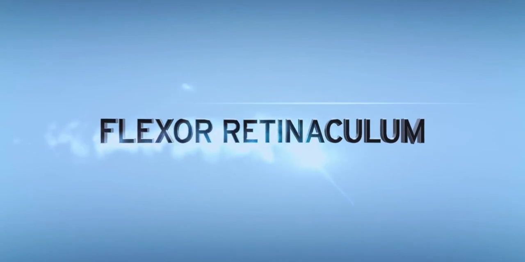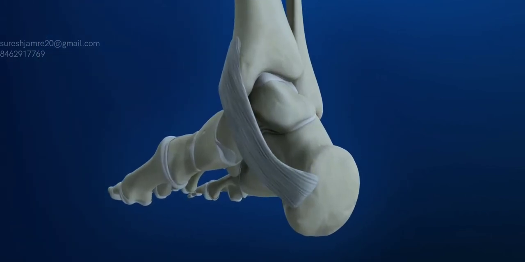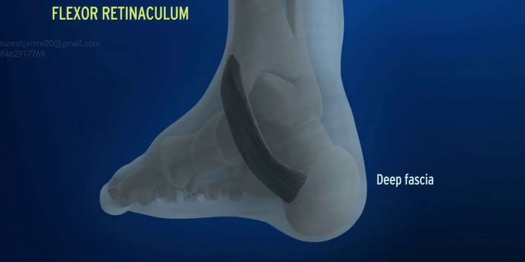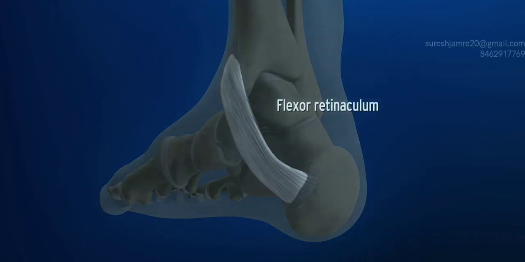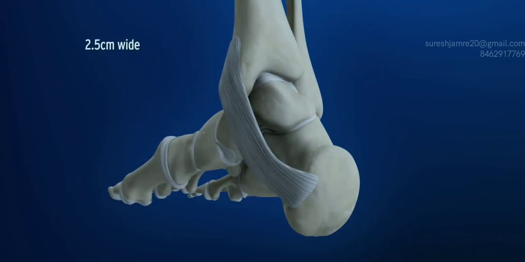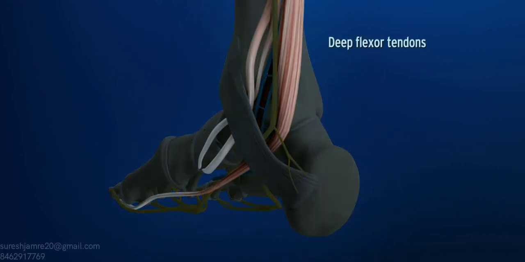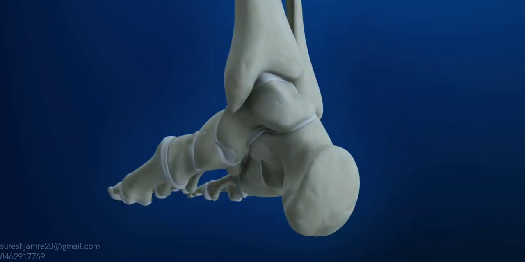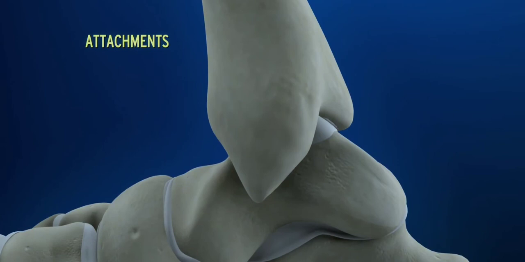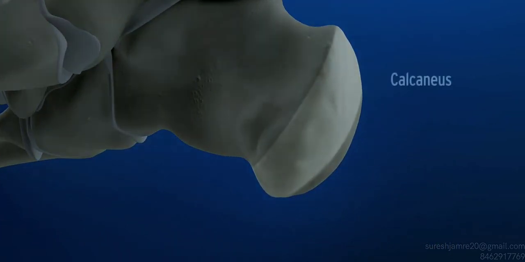Flexor retinaculum. Deep fascia of leg thickens in the lower part to form flexor retinaculum. It is about 2.5 centimeters wide. It bridges the deep flexor tendons and neurovascular bundle. Attachments. Flexor retinaculum extends from medial malleolus to the back of calcaneus.